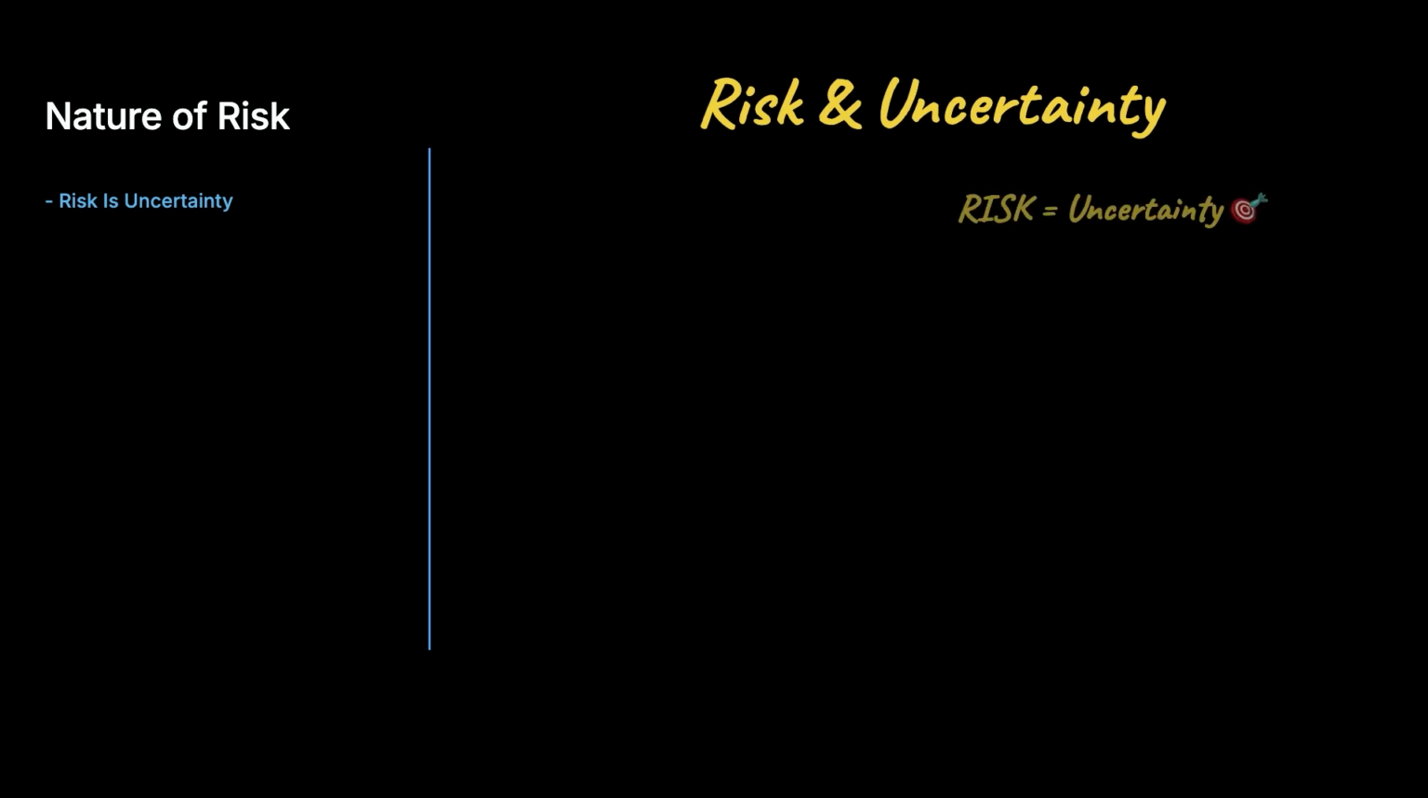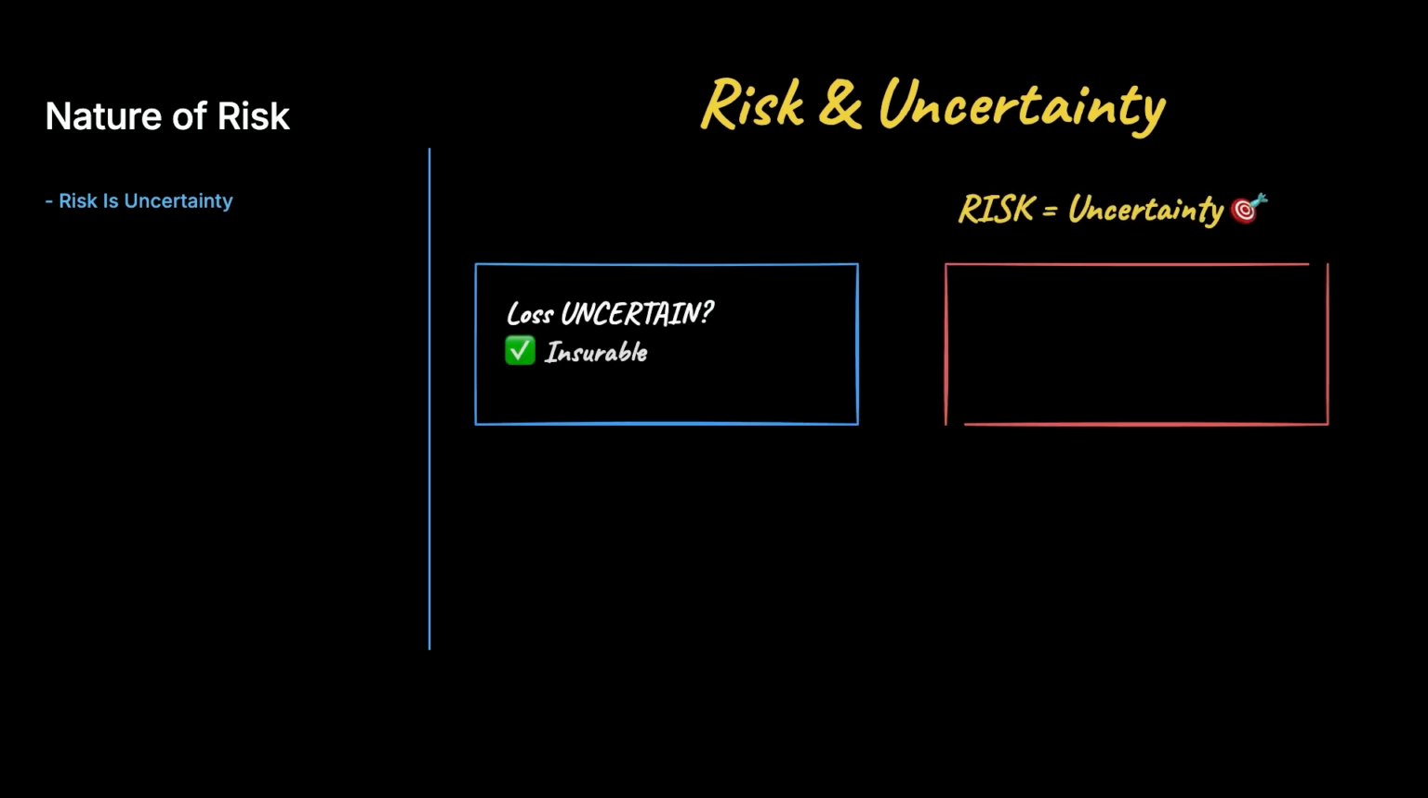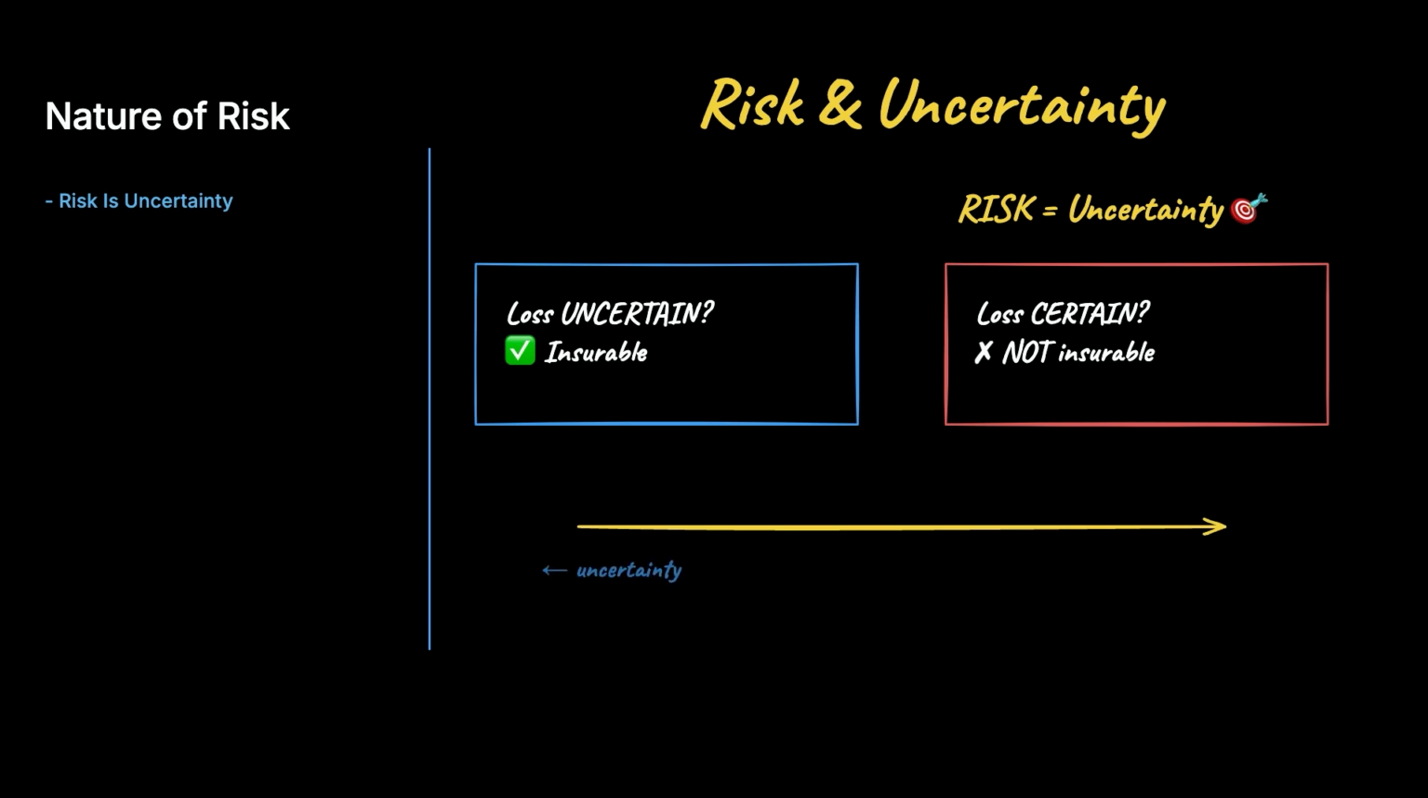Now let's talk about risk, because risk is the heart of everything insurance does. In one word, risk is uncertainty. More precisely, it's uncertainty about whether a loss will occur. This matters because of a simple rule. If a loss is absolutely certain to happen, there's no uncertainty, and so by itself, it isn't insurable.